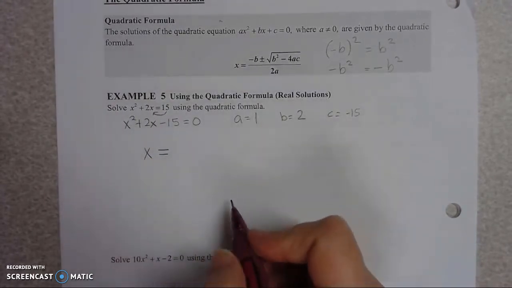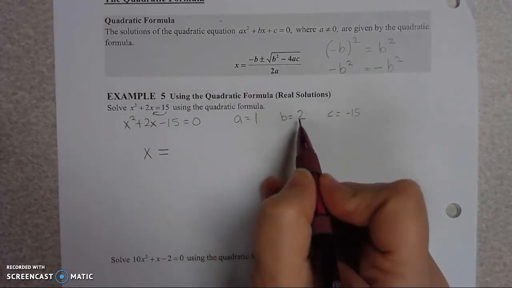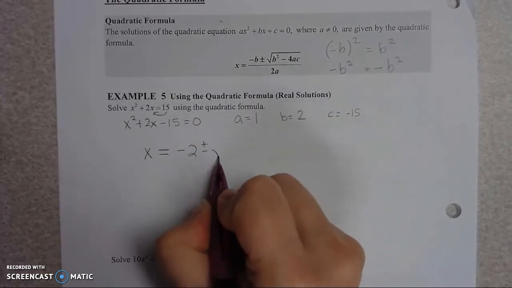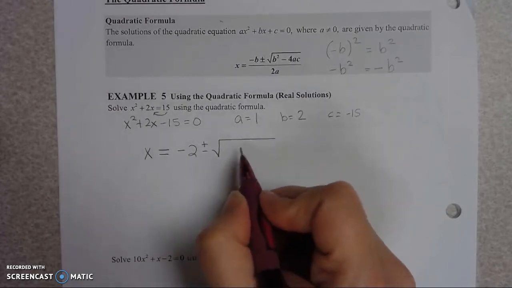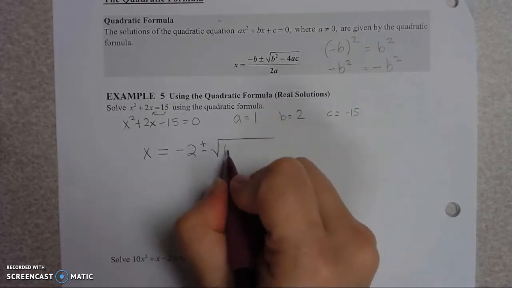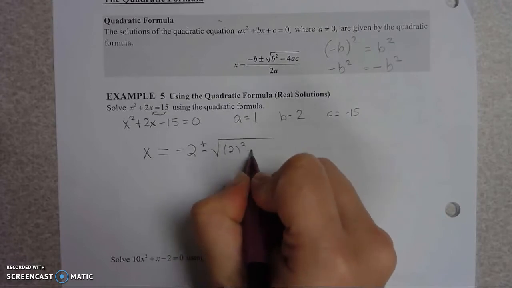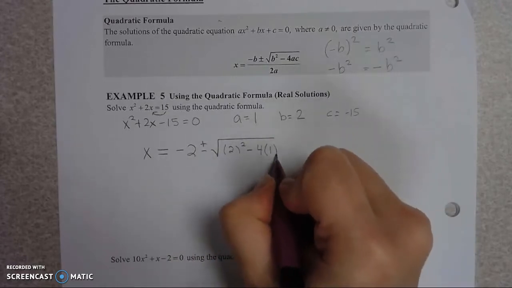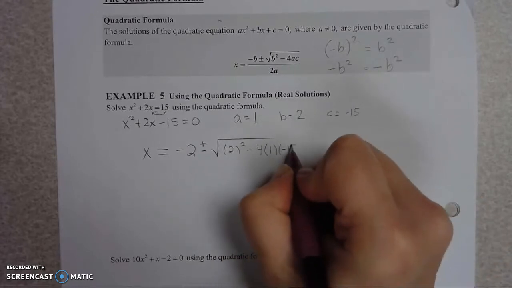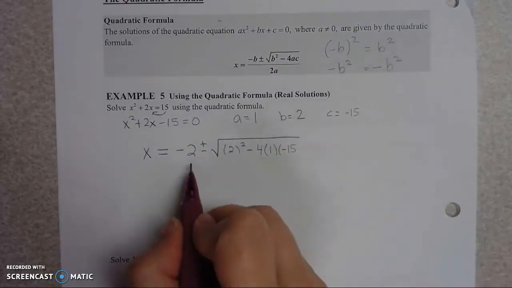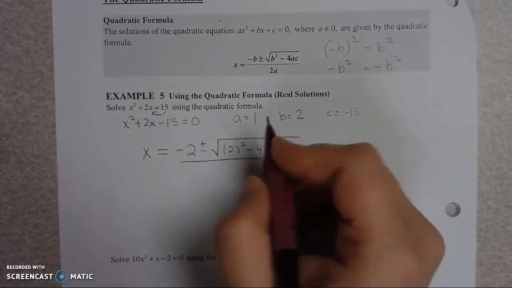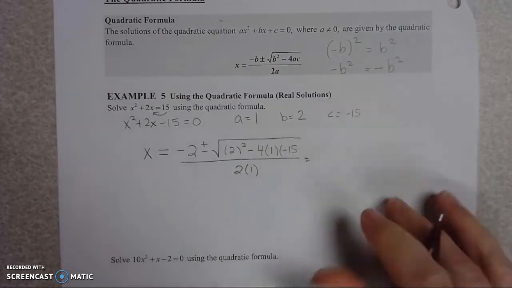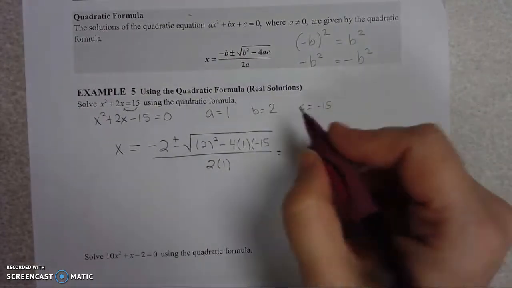So we'll say x equals the opposite of b. The opposite of 2 is negative 2, plus or minus. Then under the square root we're going to square b, so that'll be 2 squared minus 4 times a, which is 1, times c, which is negative 15. All of it divided by 2 times a, which is 1. Now let's do some simplifying.